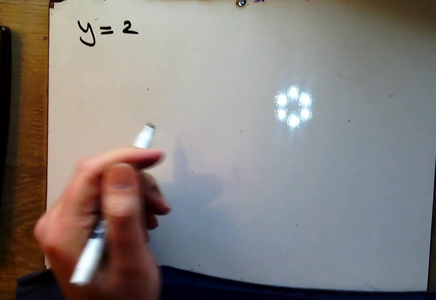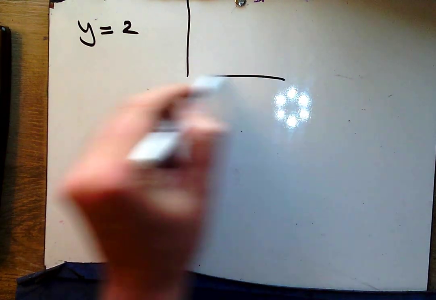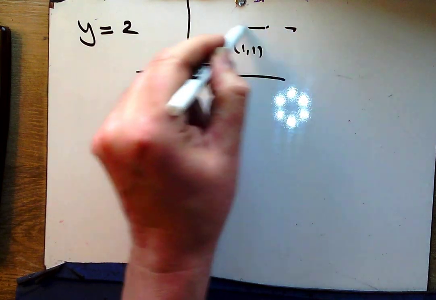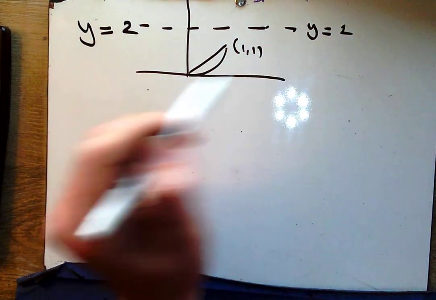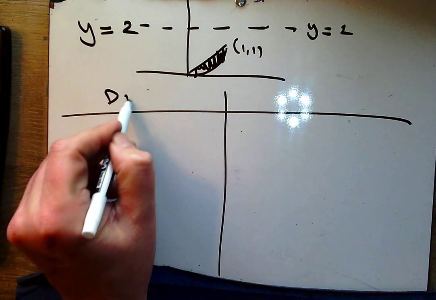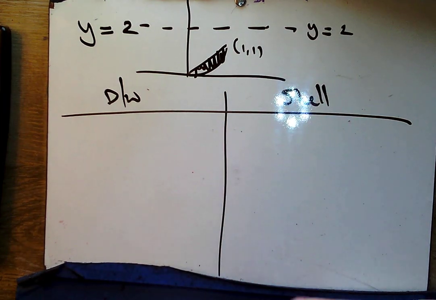What do we rotate around next? Well, I think we should rotate around y equals 2. How does that change the problem to rotate around y equals 2? There's my region. That's 1, 1. And we're rotating around y equals 2. Again, I'd like disk and washer or shell. Okay, give it a try. Show me what you got.